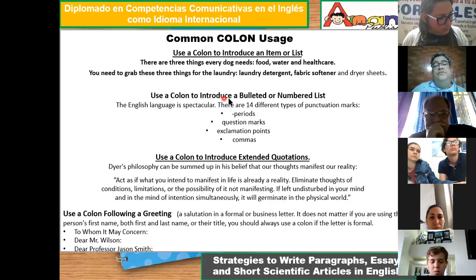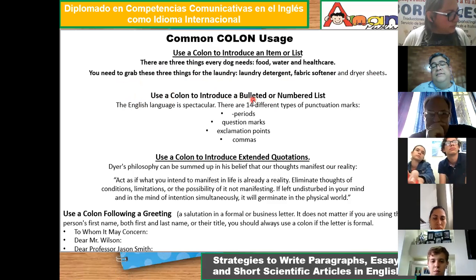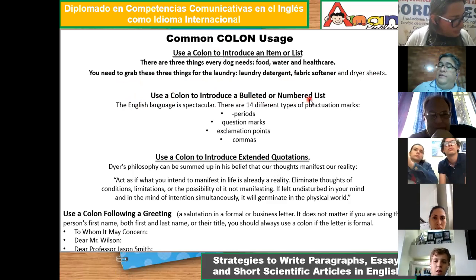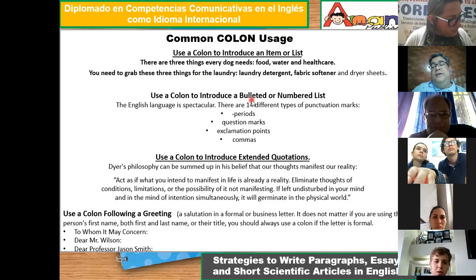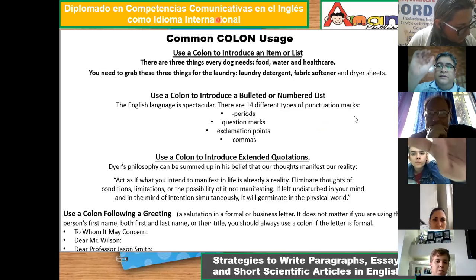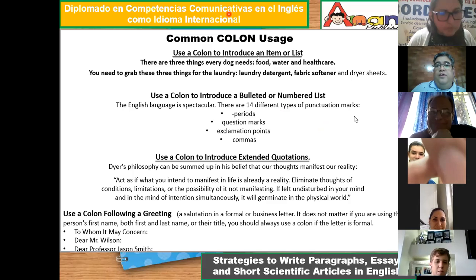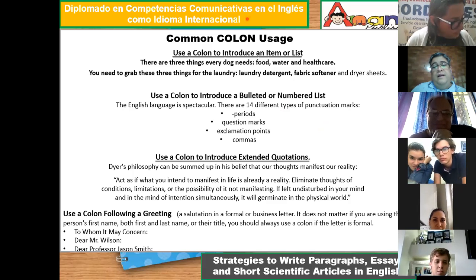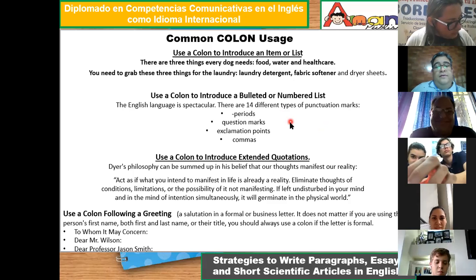Use a colon to introduce bulleted or numbered lists. Bulleted quiere decir que sean así como que listas, ¿ya? Por ejemplo, cuando Josué va al mercado, la esposa le pone una bulleted document. ¿Ok? ¿Y qué más? Le toca que hacer. Tiene otra.